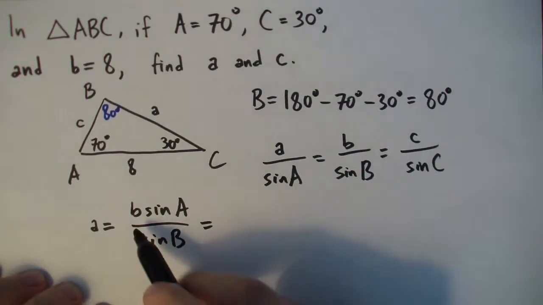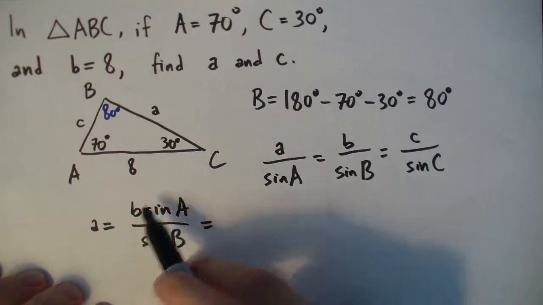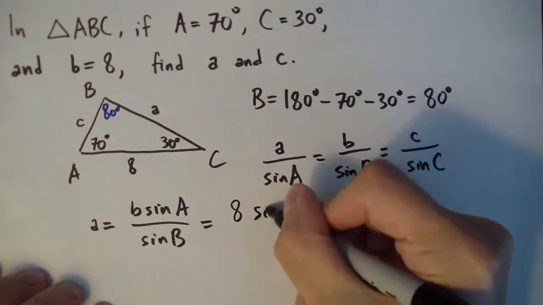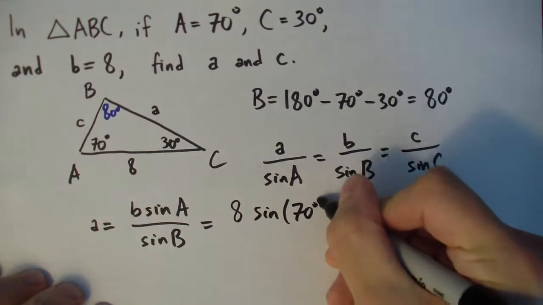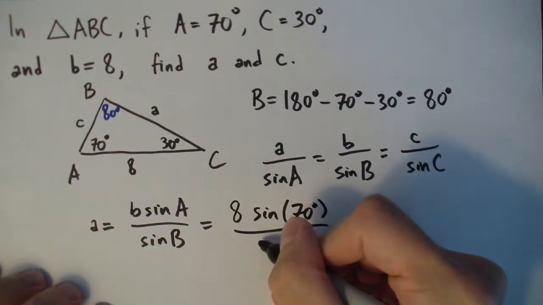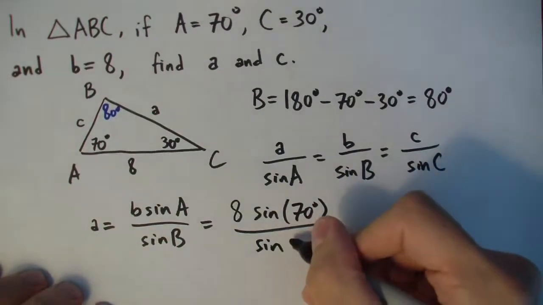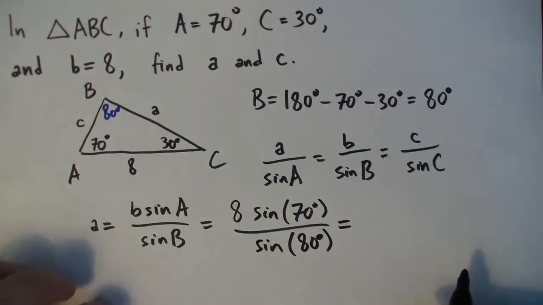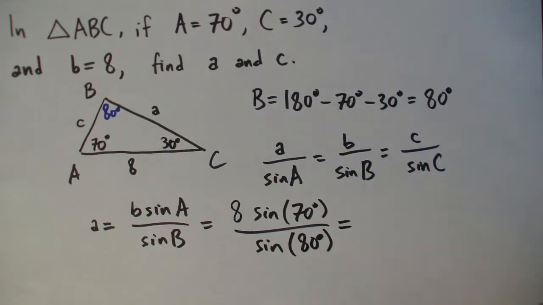And again, we know all of these now. We know that b is 8. Sine A, that's sine of 70, divided by the sine of B, which is 80 degrees. And when we compute that, we get about 7.6.